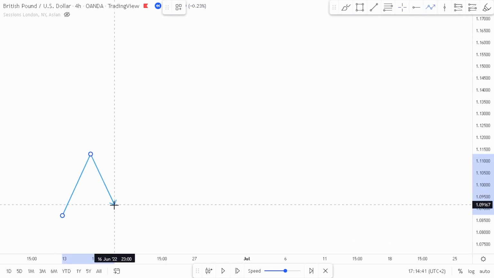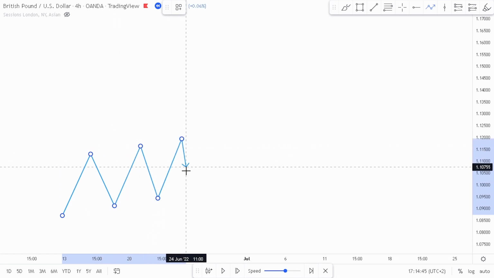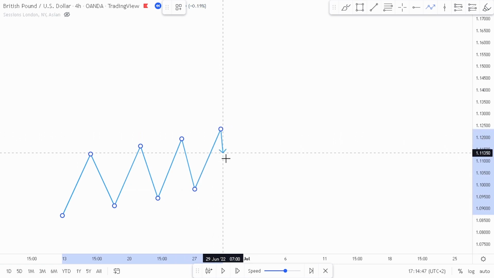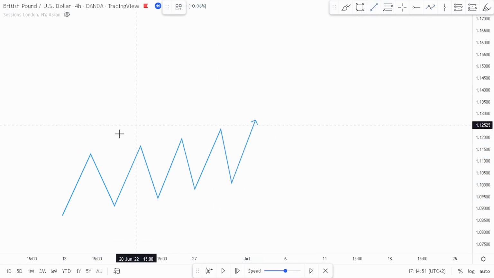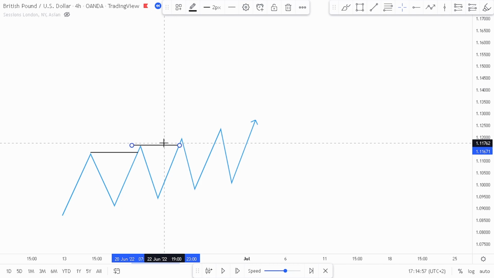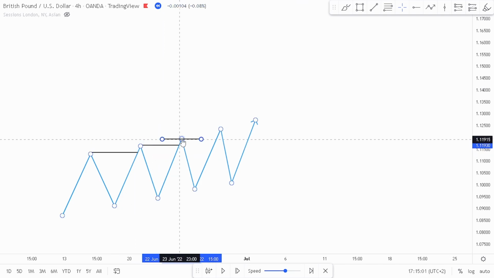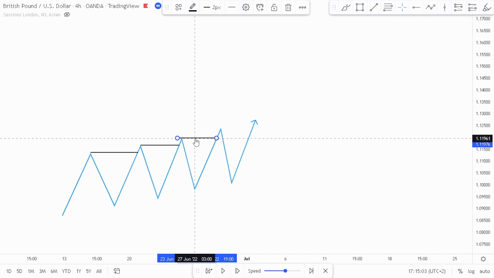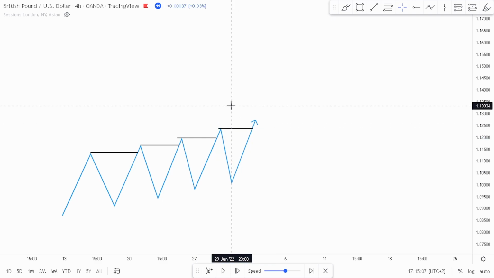When market is in a bullish trend, as you can see, we keep on breaking the previous highs to create new highs. So we break our previous high to create new higher highs. So basically that is what happens in a bullish market, or in an uptrend of a market.